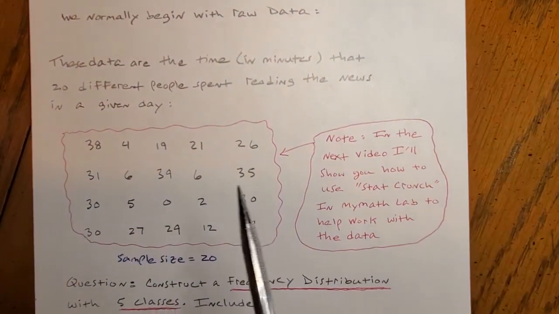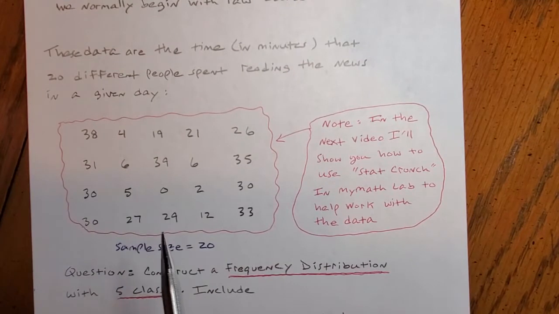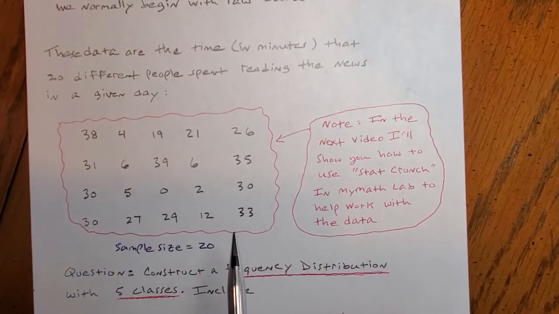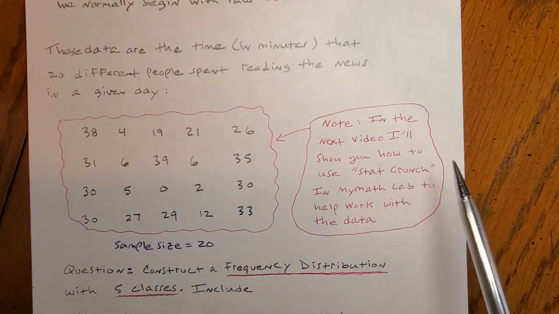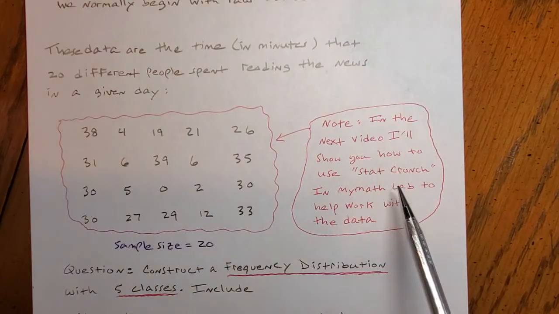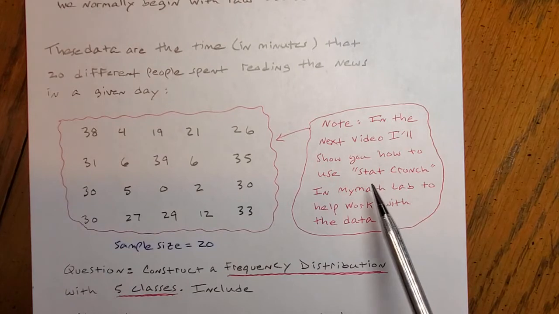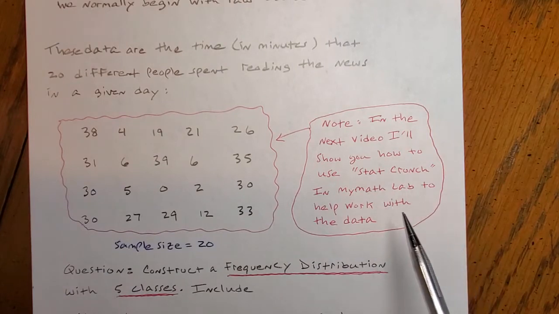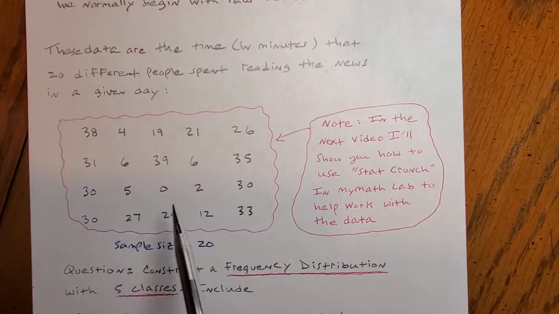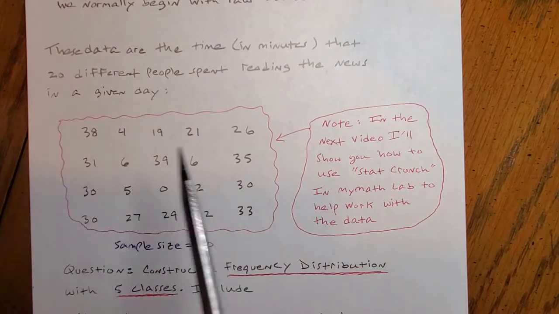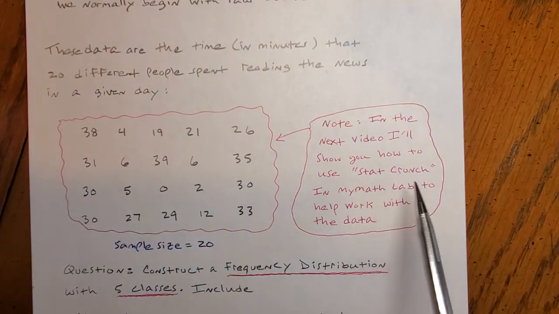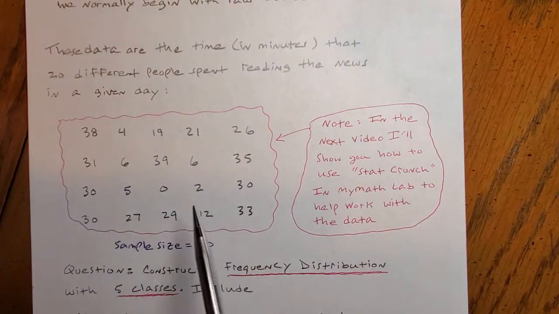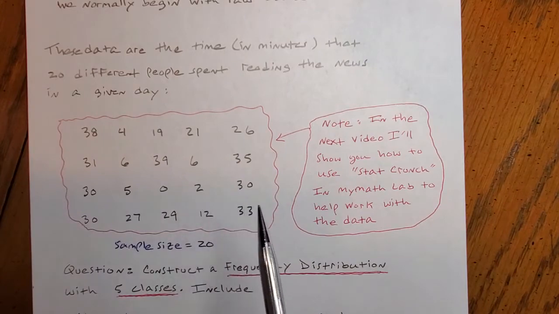Now, when you're doing your homework on MyMathLab, you might see a data set something like this. In another video, I'll show you something that's part of MyMathLab called StatCrunch that will help you work with this. Because if you just had to pick through all these numbers the way they are, it might be hard to do what we need to do. But StatCrunch gives you a way to sort numbers much easier, okay?